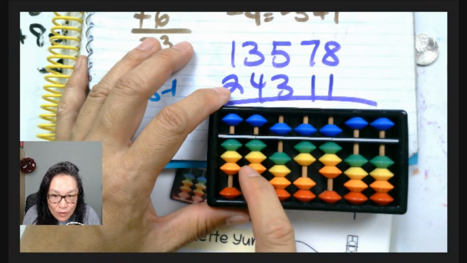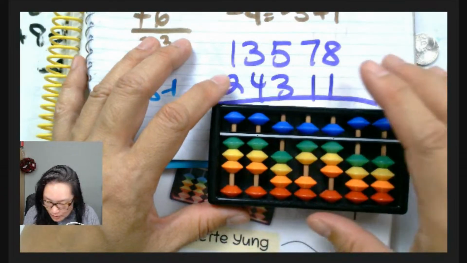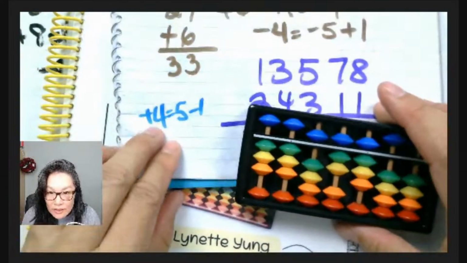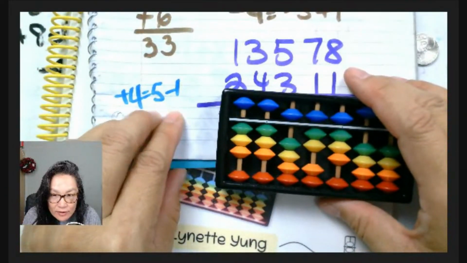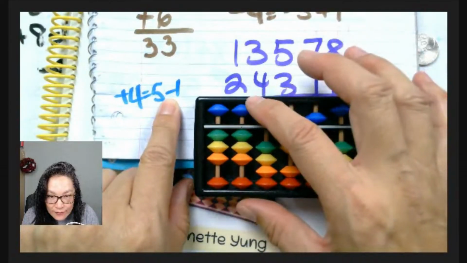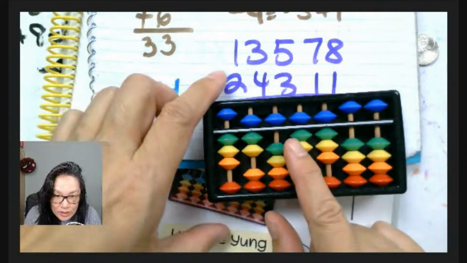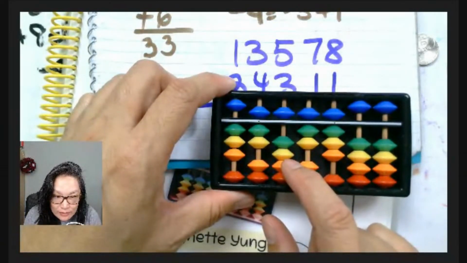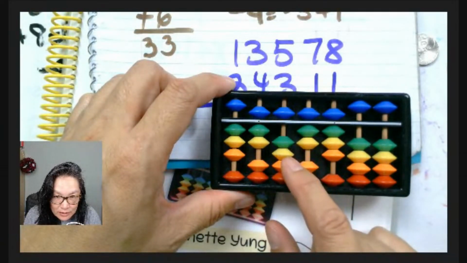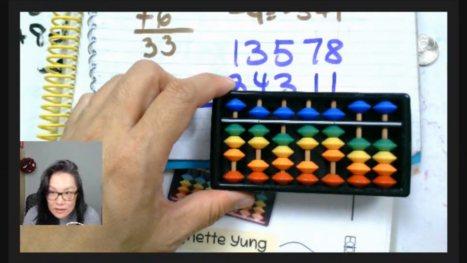So how do we add the 4? We know how to add the 4. Right here, plus the 5 minus the 1. Add the 5, take away the 1. Then my next one is what? Add the 3. Can we add the 3? Yes, we can.